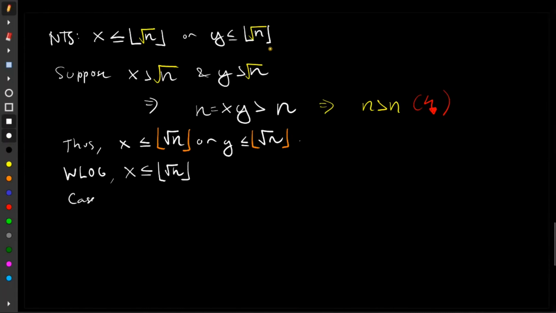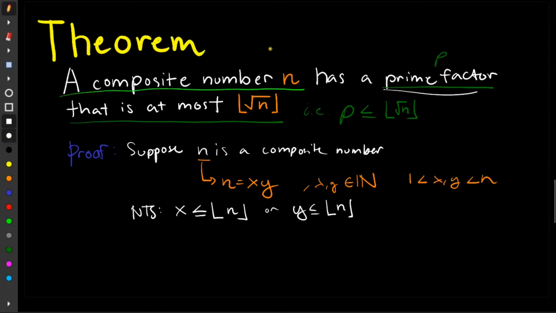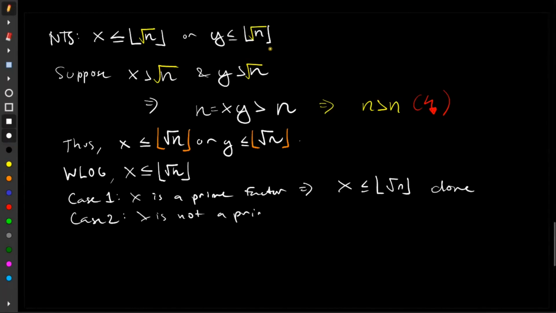So we have cases. Case 1, if x is a prime factor, then we are done, since we have shown that this prime factor is at most the floor of the square root of n. So this is done already. Now case 2, what if it is not a prime factor? x is not a prime factor.